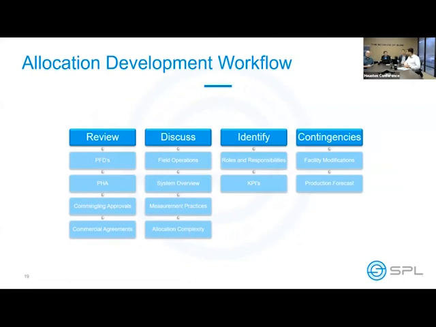All right, so let's look at how we're going to develop the workflow for putting together that allocation. So our standard workflow can be divided into 4 stages: review, discuss, identify, and contingencies. During the review stage, generally when a client approaches us, we ask for all the documents. Those documents are your PFDs, your process flow diagrams, your piping and instrumentation diagrams, your PHA, your production handling agreement, your commingle approvals, any commercial agreements. And once we've done a thorough review of all these documents and the diagrams, then we will first make a map of the allocation process.